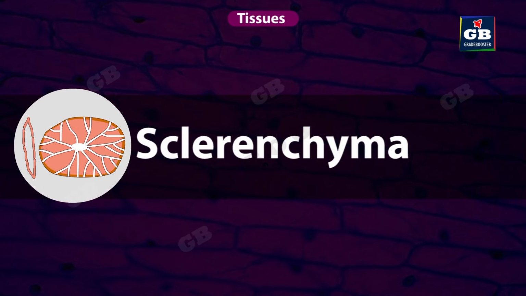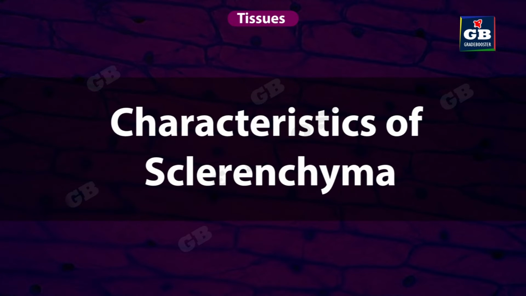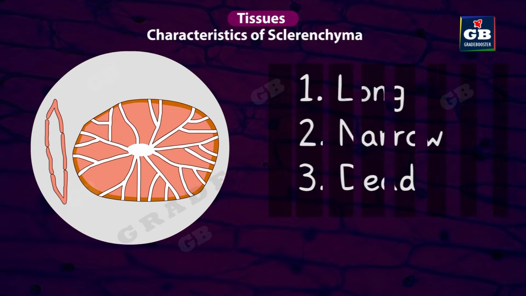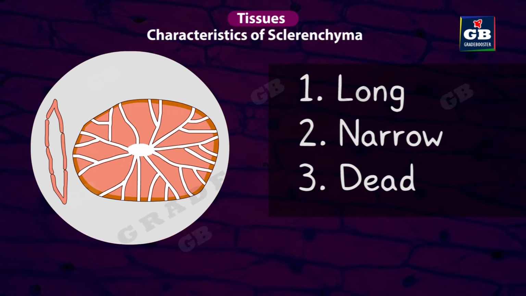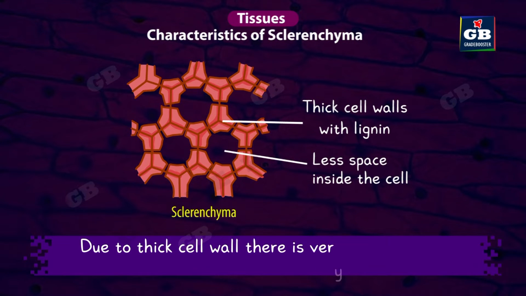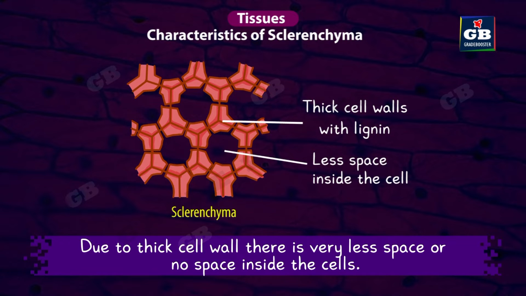Next, we see the third type of simple permanent tissue, sclerenchyma. Characteristics of sclerenchyma. The cells of sclerenchyma are long, narrow, and dead. The cell walls are thickened due to the presence of a compound called lignin. Due to the thick cell wall, there is very little or no space inside the cells.